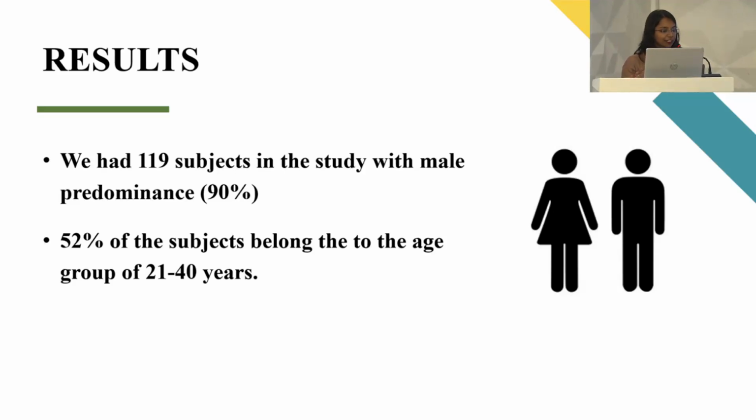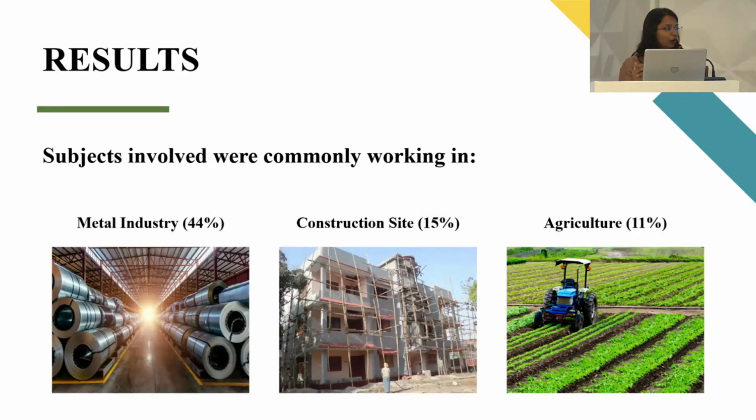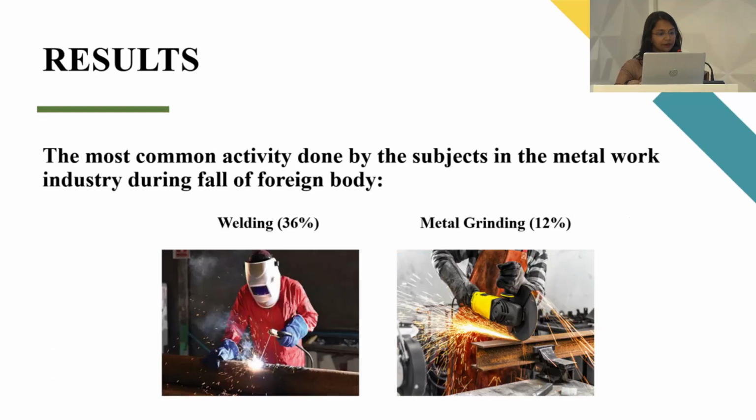52% of the subjects belonged to the working age group of 21 to 40 years, which meant that the corneal foreign body was leading to loss of manpower and money. We wanted to look at what occupations these subjects were involved in. Most commonly they were in the metal industry, around 44%, followed by the construction industry, 15%, and agriculture, around 11%. The most common activity at the time of the foreign body fall was welding in 36% and metal grinding in 12%. Both of these were common in construction sites and also in the metal work industry.